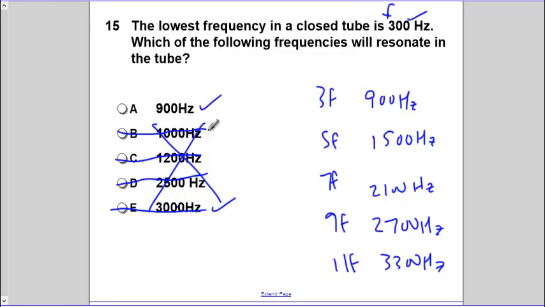Think about that. What is 3 times some number that will give you 1000? That will be about 333 hertz for F. 3F will be about 999 hertz. So that's an extra.